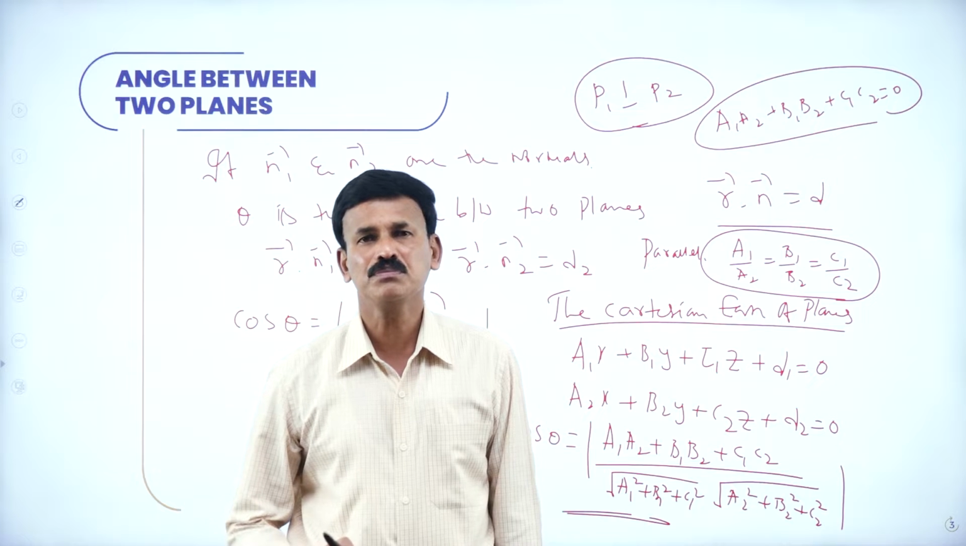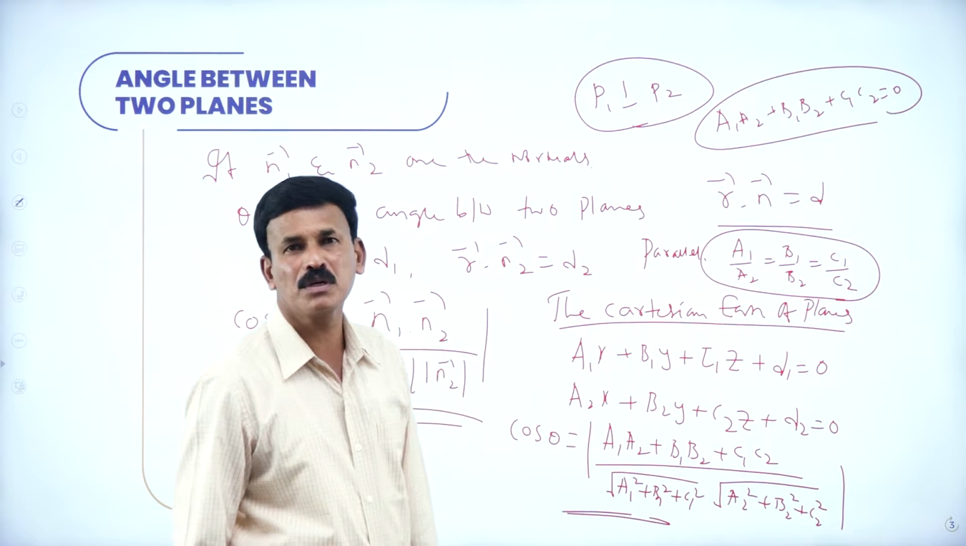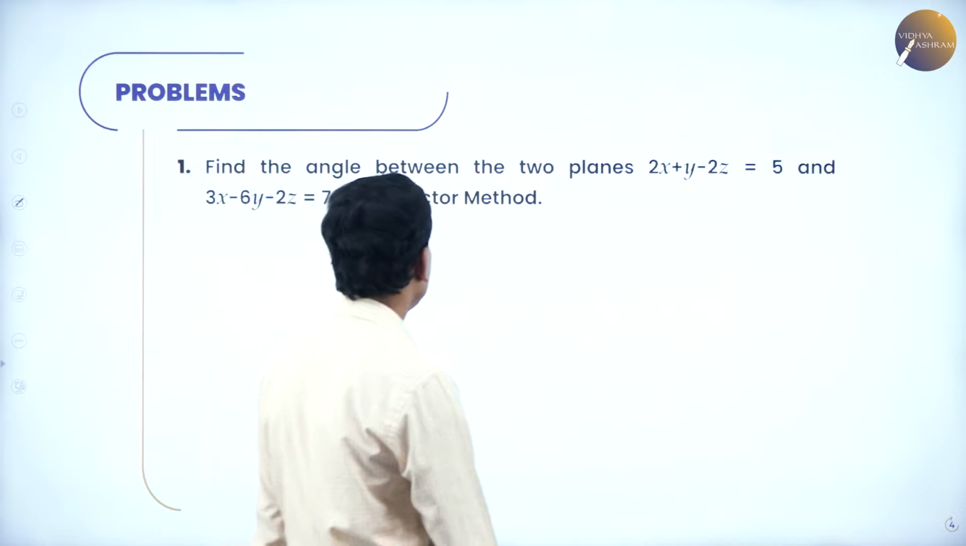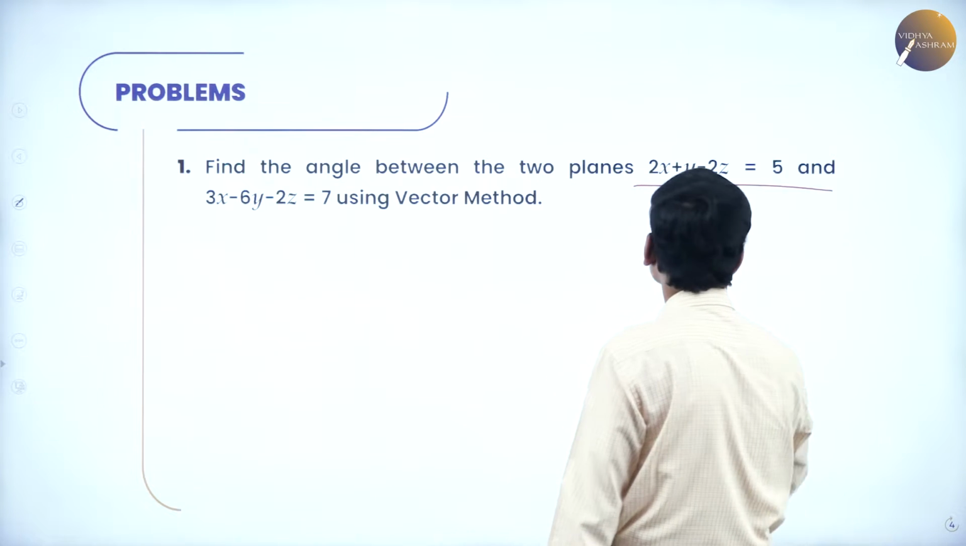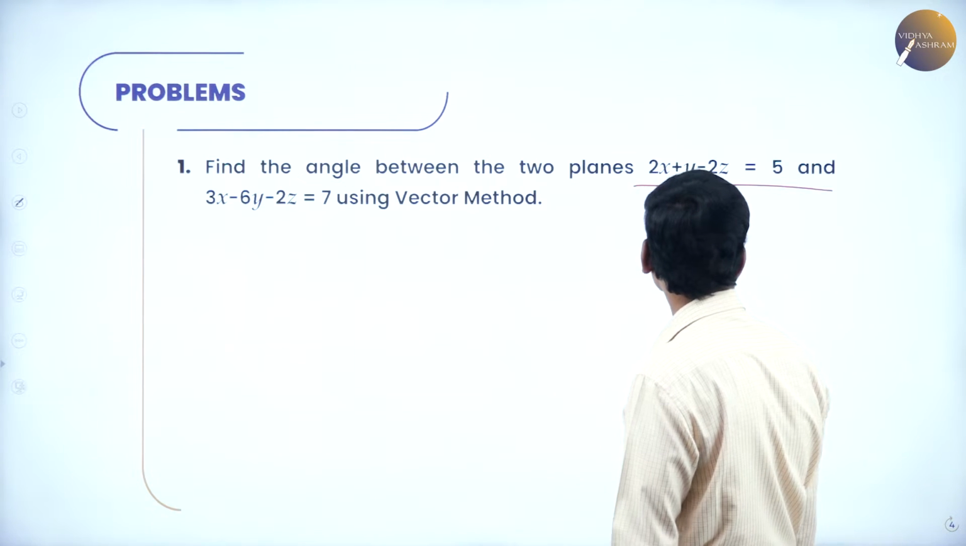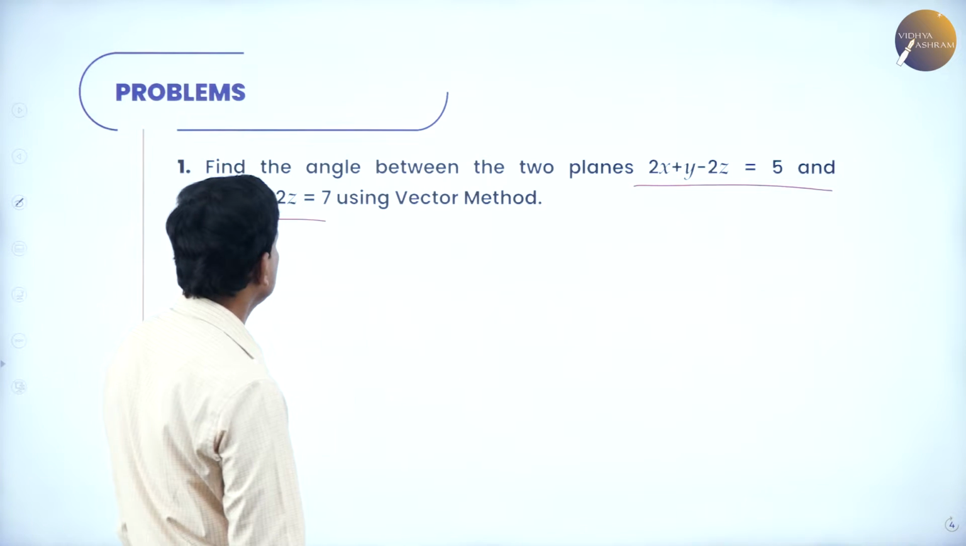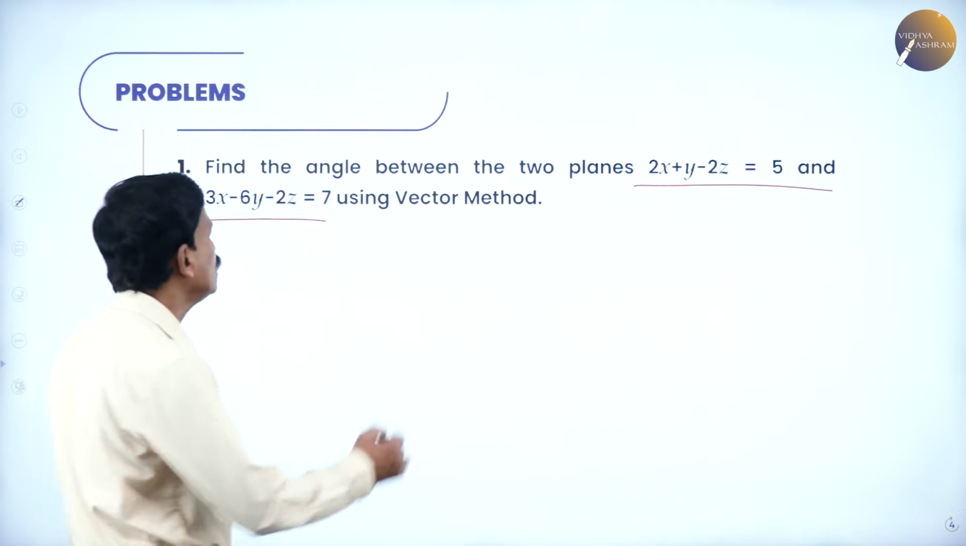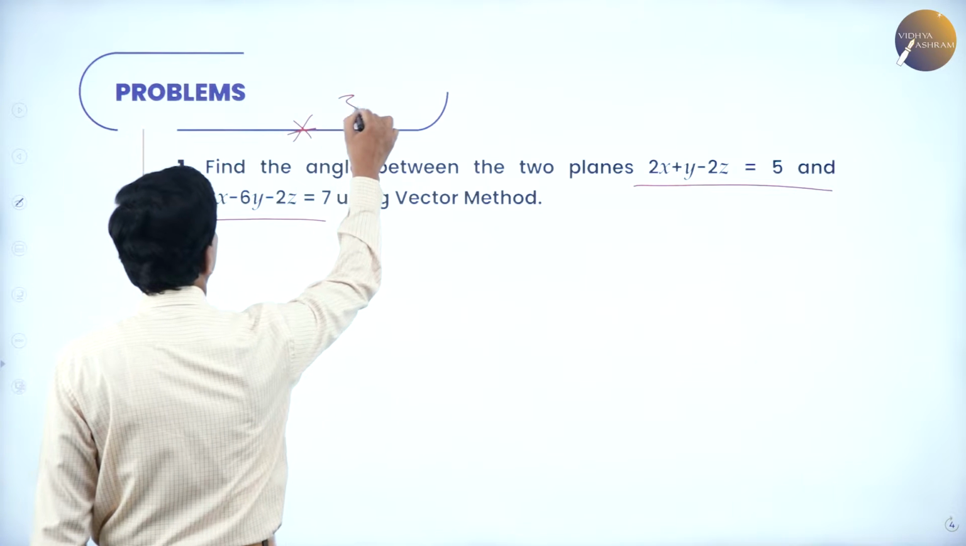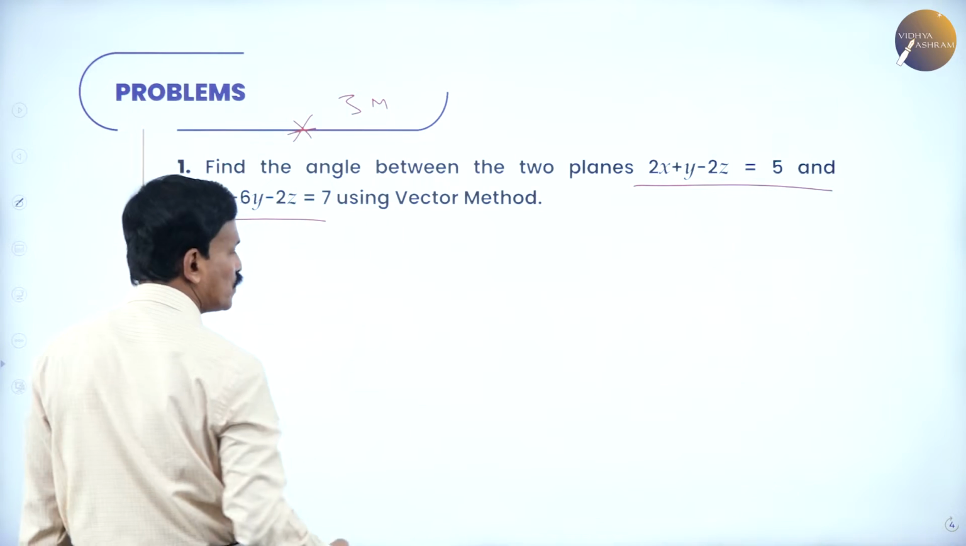These are two very important concepts. Let us take a problem based on this. Find the angle between the two planes: the first plane is 2x plus y minus 2z equals 5, and the second is 3x minus 6y minus 2z equals 7, using the vector method. This is a very important problem for 3 marks. You may expect this type of problem for 3 marks.